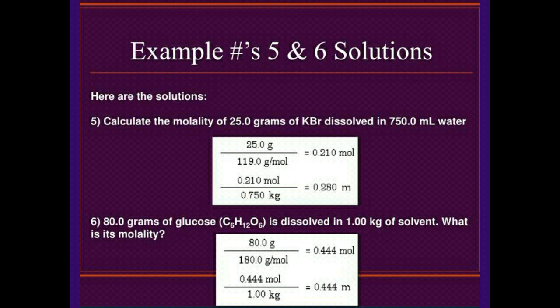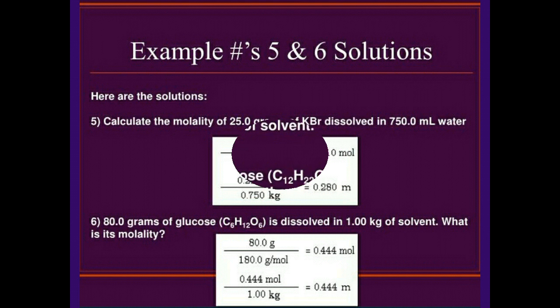Next question, 80 grams of glucose. Again the mass is given to us, so we will calculate the number of moles. The molar mass of glucose is 180. So first we will calculate the number of moles. Number of moles is equivalent to mass given upon molar mass, that is 80 upon 180. It will become 0.444 mole. Now we will divide the number of moles by the mass of solvent, that is 1 kilogram given to us in the question. We will divide both these things. The answer will be 0.444 m. Small m is the unit of molality.